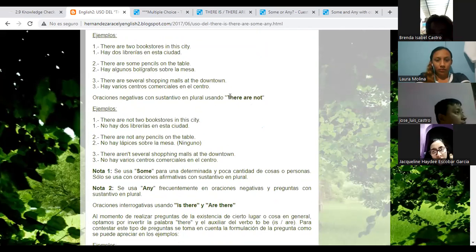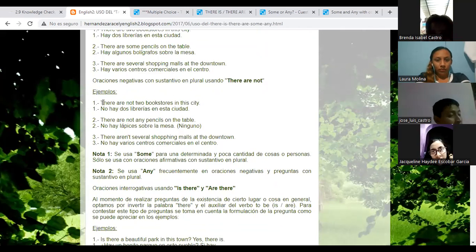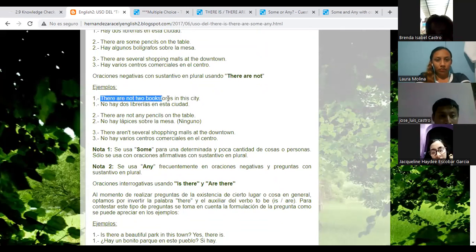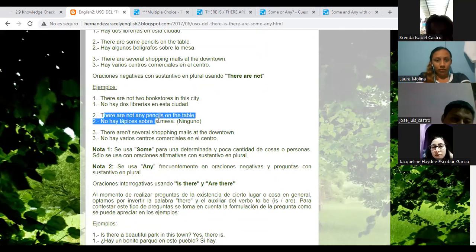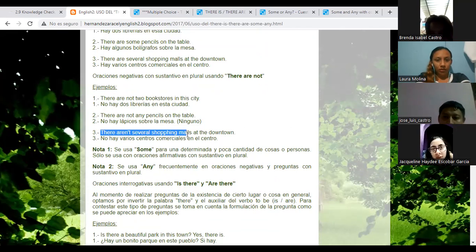Now, we have there are not, no hay. For example, there are not two bookstores in the city. No hay dos librerías. There are not any pencils. No hay lápices sobre la mesa. Ninguno. Y también podemos decir there aren't several shoppings. There aren't or there are not significa lo mismo. Got it, guys?